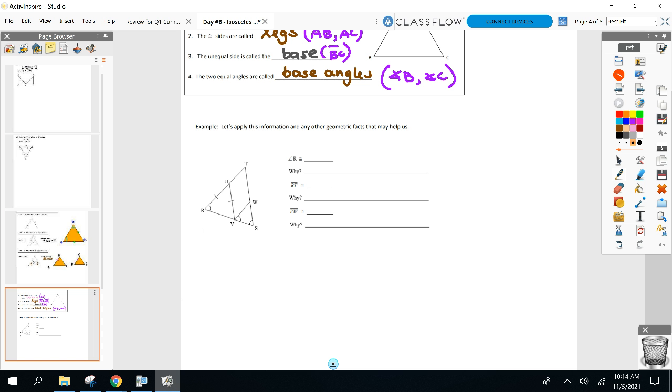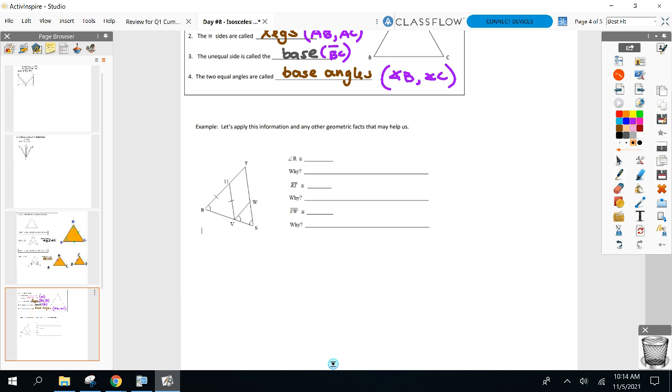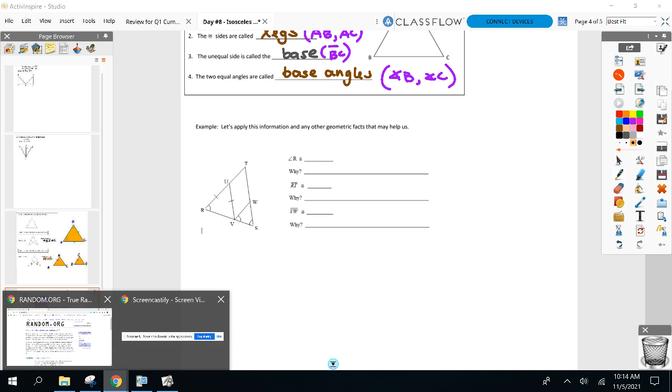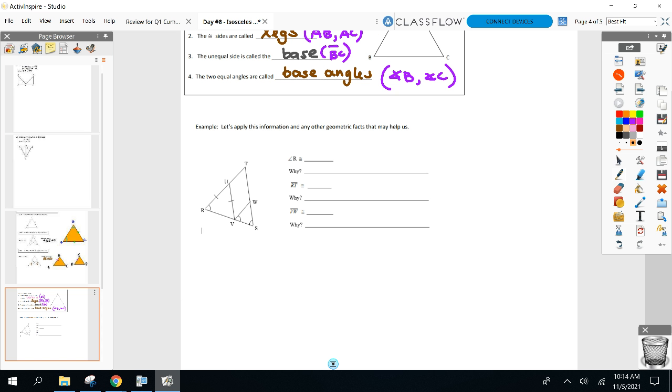14. Don't have one. I remember that now. 11. Don't have one either. Learn my lesson. 8. Angle R congruent to? Not here. Look at that. We're 3 for 3. Can we go 4 for 4? 23. Angle R congruent to?